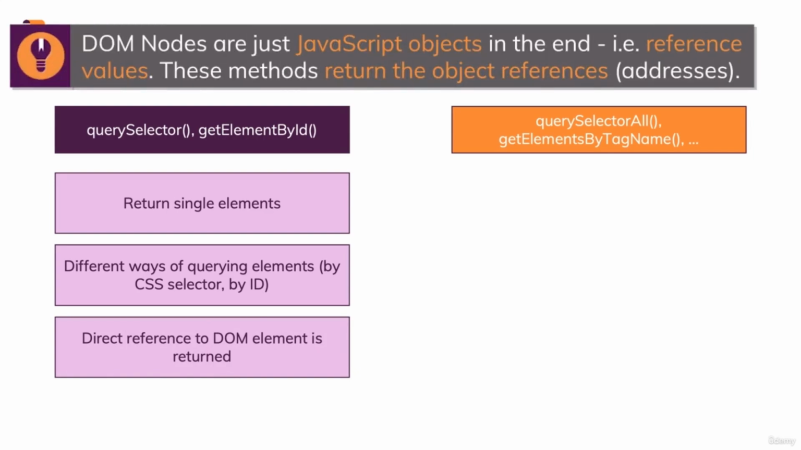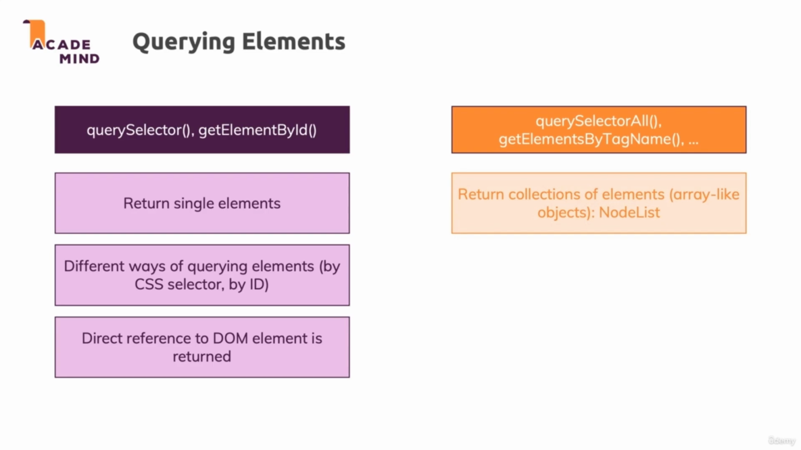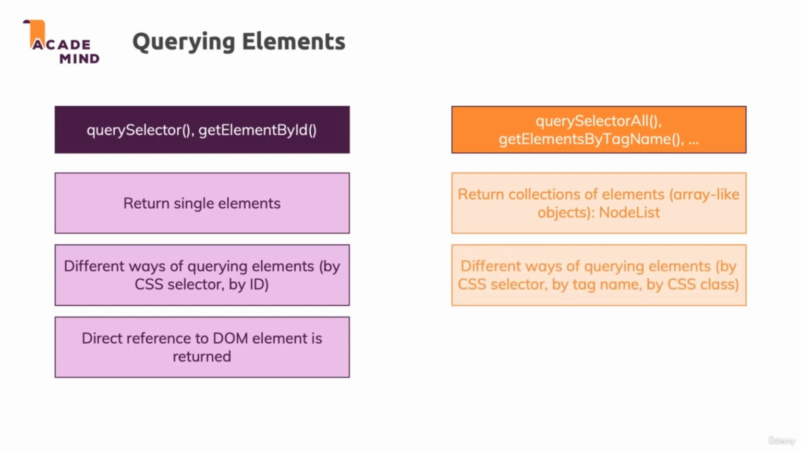Now, query selector all, get elements by tag name, and there are other methods as well which I'll show you, give you access to collections of elements, array-like objects, typically a node list, though that also is not always the case. But typically it's such a node list, which is not a real array, but array-like, so which supports certain behaviors of an array, but not all of them. You have different ways of querying elements. You can, for example, use the above methods.